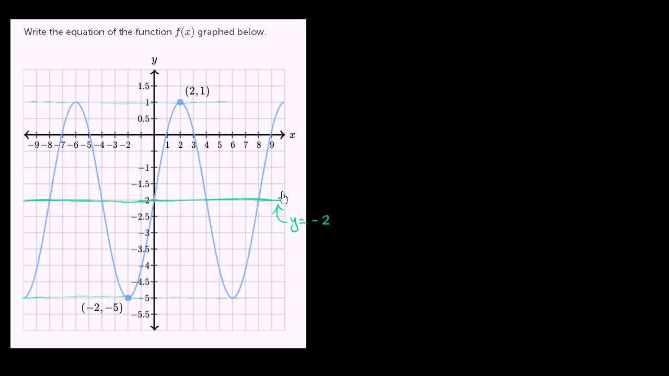I'll talk in a second about what type of expression it might be. But now also let's think about its amplitude. Its amplitude is how far it gets away from the midline. We see here it went 3 above the midline, going from negative 2 to 1. It went 3 above the midline at the maximum point, and it can also go 3 below the midline at the minimum point. So this thing clearly has an amplitude of 3.